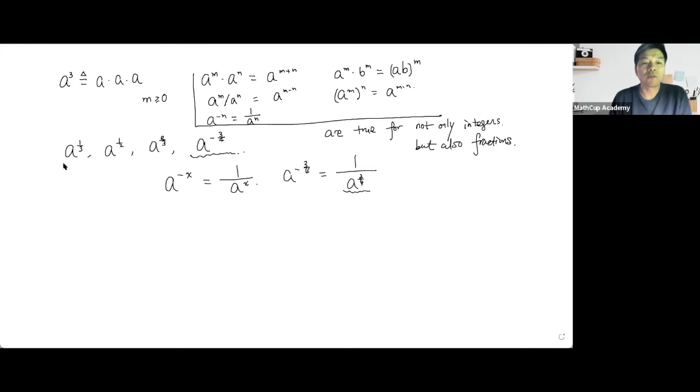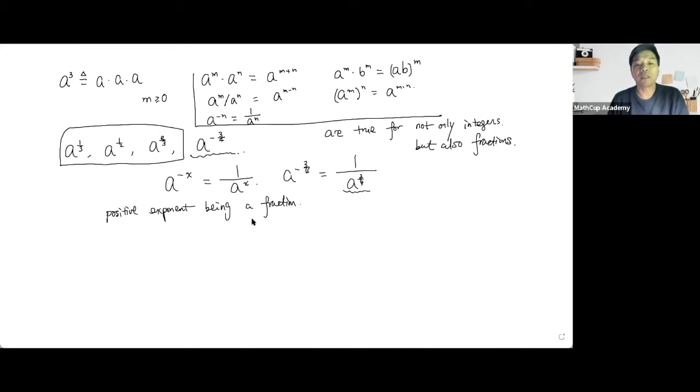So for now, we're going to just focus on positive exponents being a fraction. That will be the focus of this lecture. We're going to understand what it means that a to the power 1/3 or 1/2. Actually, let's focus on a to the 1 over n. What does a to the power 1 over n mean?